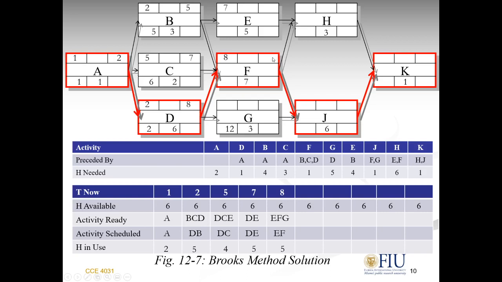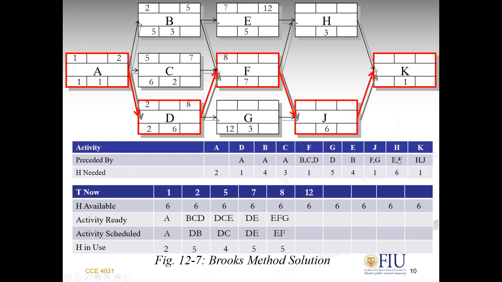8 plus 7 is 15. 7 plus 5 is 12, so T now will be 12. E, F, G: is E complete on day 12? E, yes. Let's see what comes after E.